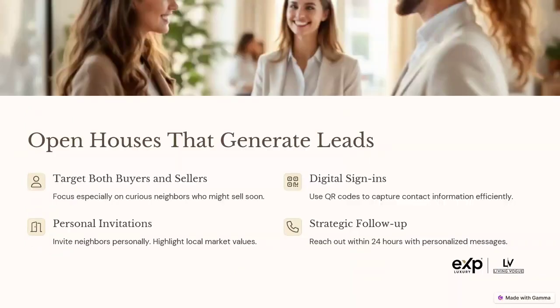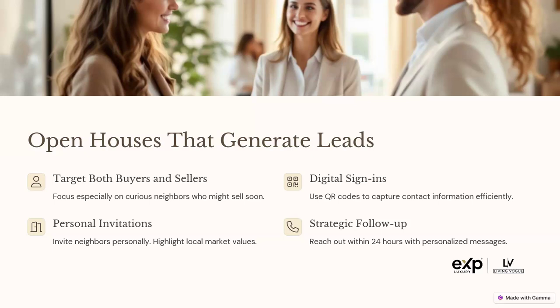All right, and then of course, open houses. So I really do think these are the top two. And these are the top two that I did at the beginning of my business because I really wasn't looking to spend a ton of money on paid leads. So open houses are great. You have to make sure that you're doing them properly.